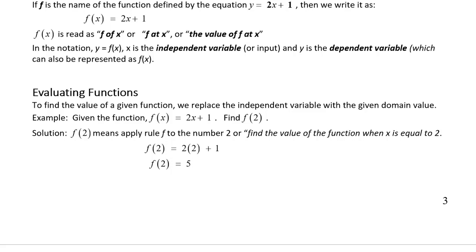We will find an output, a dependent variable, a range value, all those words mean the same thing, for the function given. So we substitute 2 into our function, which means we replace the x value in our function with 2, and then we simplify. We know that 2 times 2 is 4, plus 1 gives us 5. Now, we could also say that this function f of 2 is equal to 5. We could also say that our output y is equal to 5. We could also say that our range is 5.